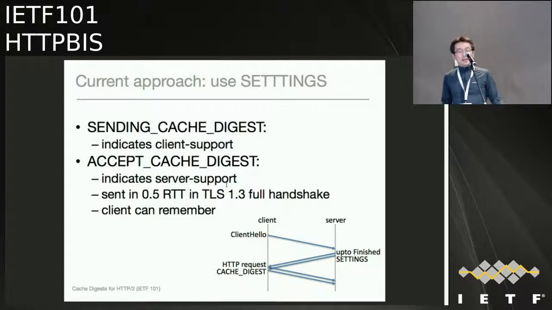And on the other hand, the client waits for a server signal which indicates the server's willingness to accept the Cache Digest. And in TLS 1.3, the signal can be sent in the 0.5 RTT flight, so it doesn't cause any delays. And for resuming sessions, that could be a 0 RTT resumption. A client can remember the signal along with the new session ticket message and use that as a signal. So this is the current model. Next, please.